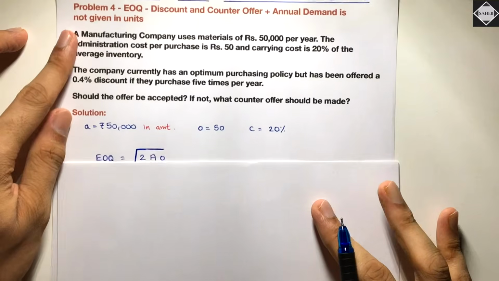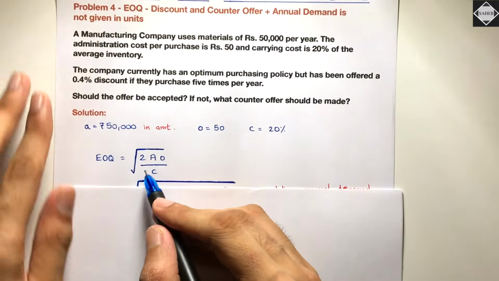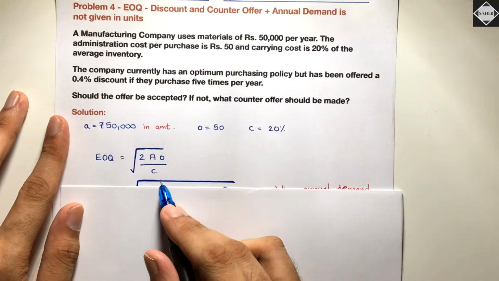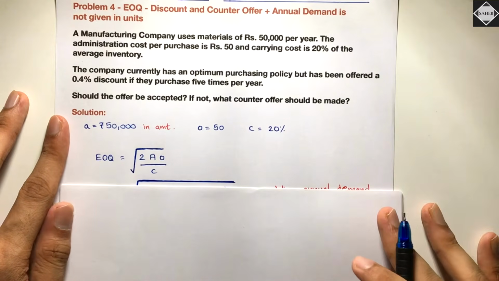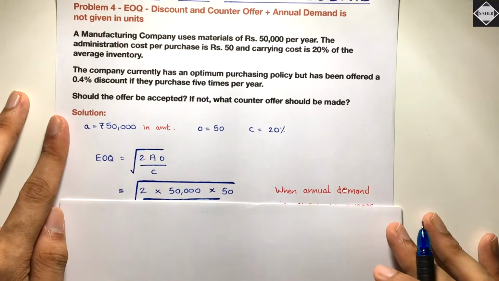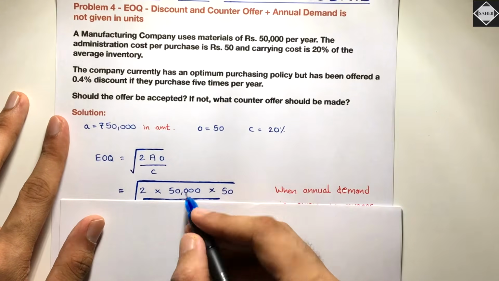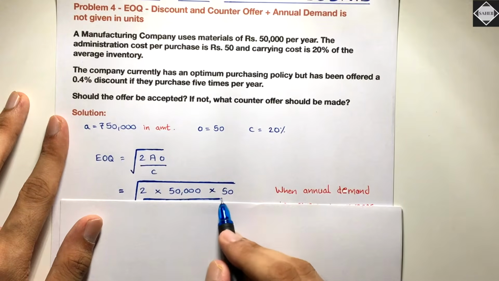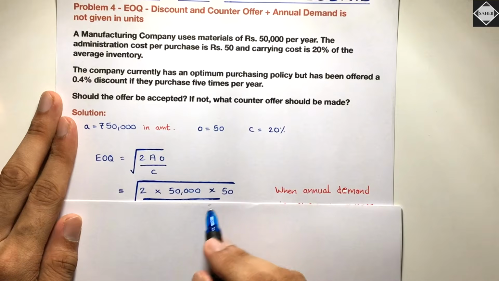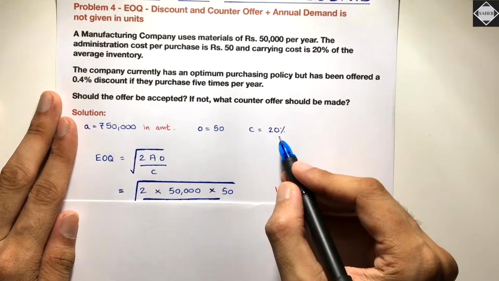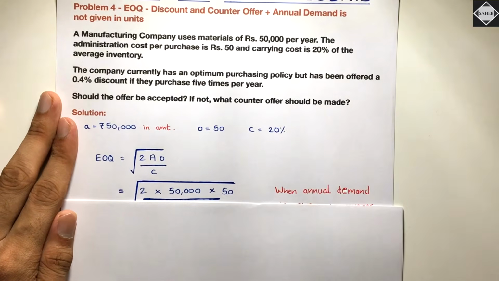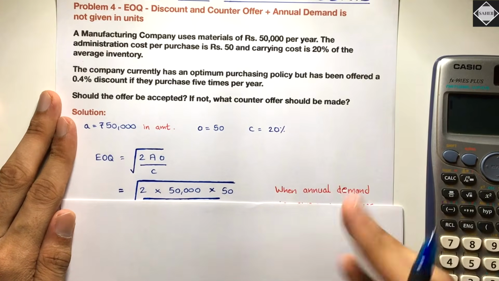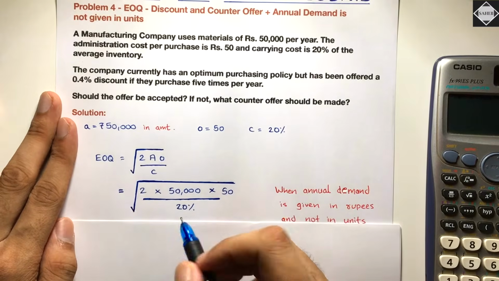Okay, so now what's the EOQ formula? Square root of 2AO divided by C. 2 into annual demand into ordering cost divided by carrying cost per unit per annum, isn't it? Yes. So now just take it. 2 into 50,000. Remember, this is in rupees, in amount, not in units. Okay, still we are taking that into 50 ordering cost. But now in denominator, we are going to take this percentage only, not anything else. Okay, because we don't have a carrying cost per unit per annum. We just have a percentage, so we will take the percentage.